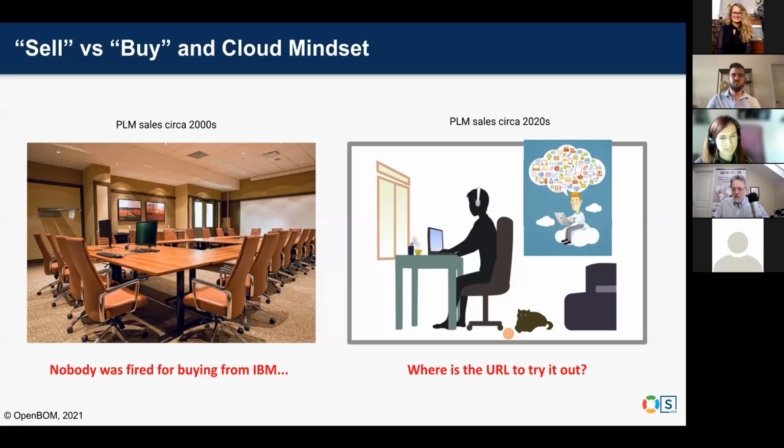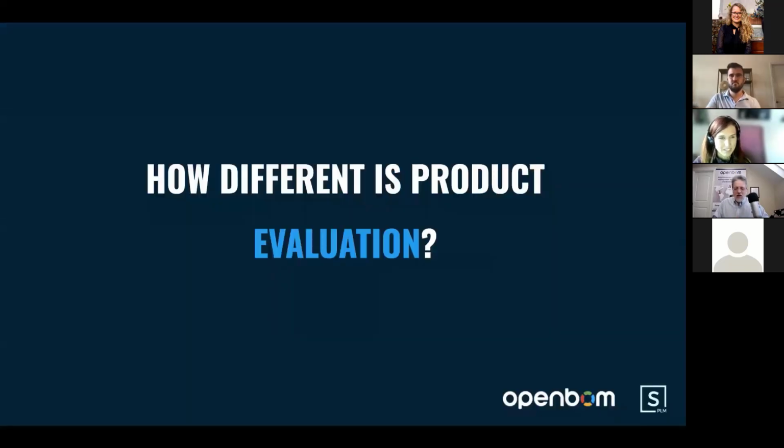Right, understand. Very interesting. So my next question is how different is the software evaluation process?